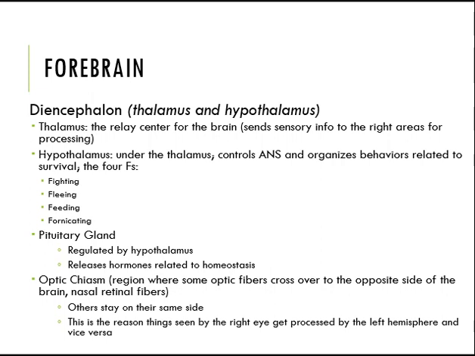And then we have the hypothalamus, which is below the thalamus. It controls the autonomic nervous system and organizes behaviors that are related to survival. You may have heard this little phrase associated with the hypothalamus called the 4 F's, that are the main actions that the hypothalamus is responsible for. So fighting, fleeing, feeding, and fornicating.